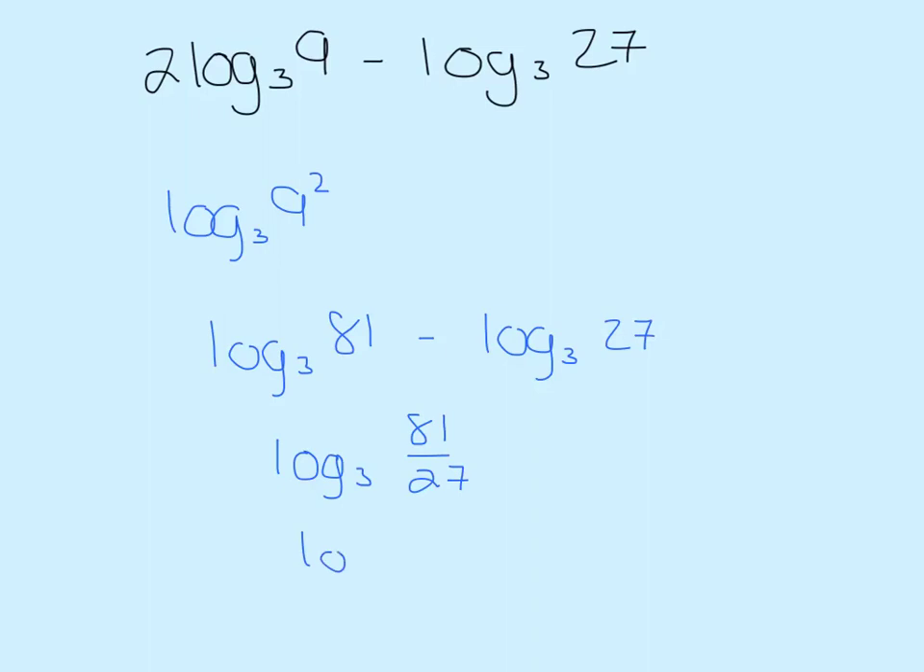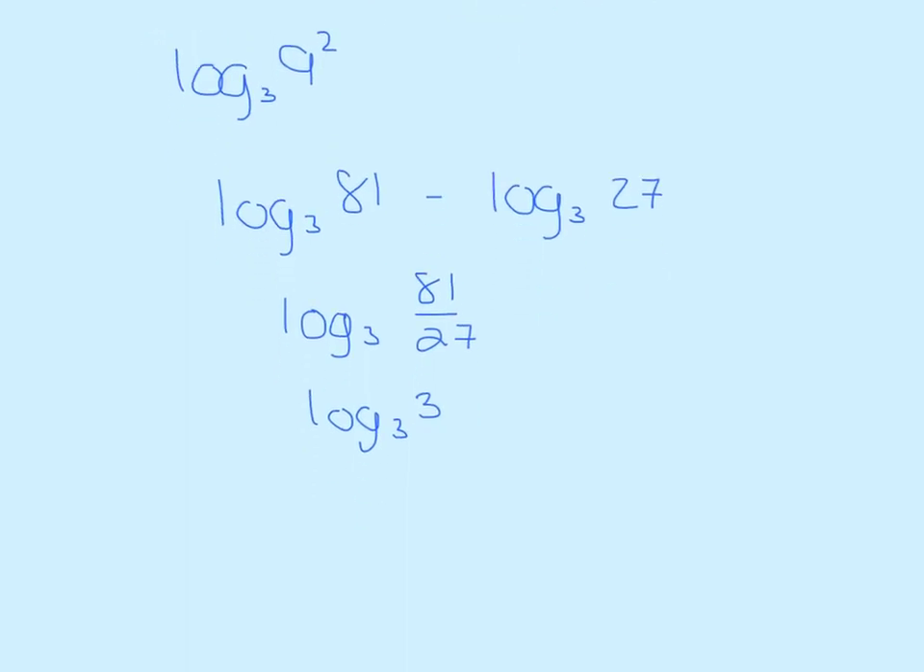And that's going to be log base 3. And what's 81 divided by 27? 3. And what is my final answer now? 1. Good. Because inverses, or 3 to the first power, is 3. So my answer is 1.